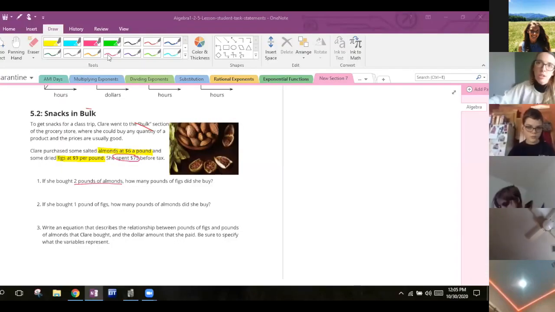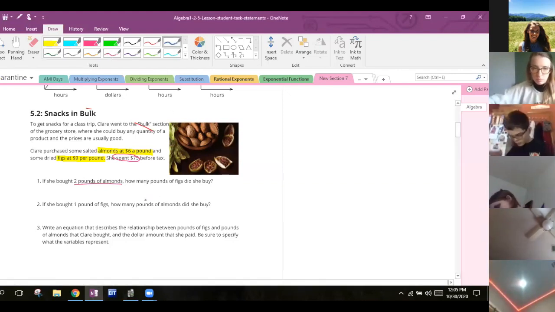Okay, so if she bought 2 pounds of almonds, how many pounds of figs did she buy? So we said, since we've already gone over this one, if there's 2 pounds of almonds and they were $6 a pound, how did we figure out how much we spent on almonds? Multiplication. We multiplied them, okay? So that was $12 for almonds.